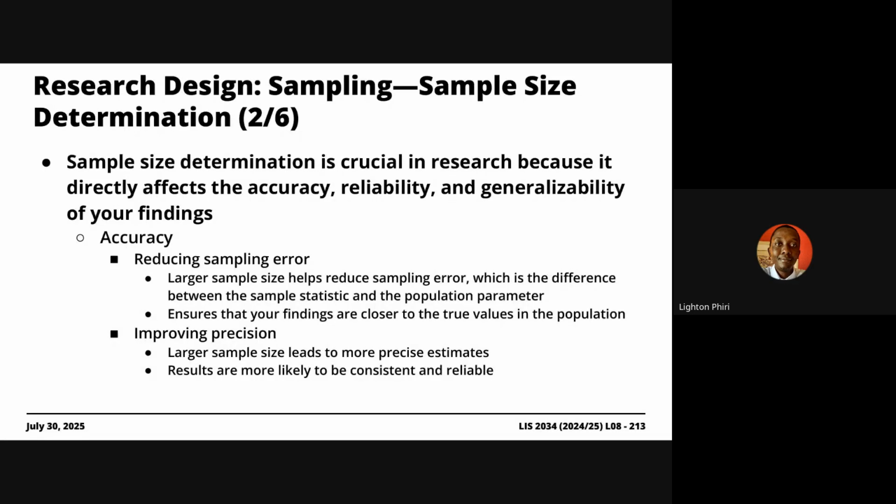Again, tied to accuracy here, if your sample size is large enough, it is going to improve the precision. In other words, you're going to have a more precise estimate. Remember, when you're collecting data from a representative sample of the population, it's an estimate. It's not an exact science, because you're not collecting data from everybody, but from a representative sample of that particular population.